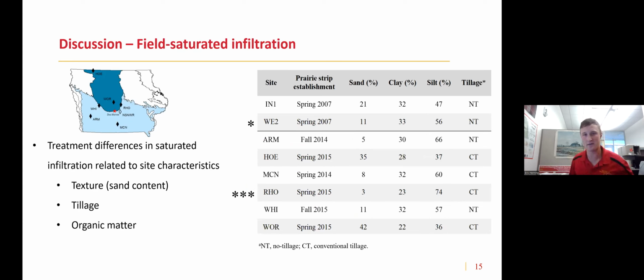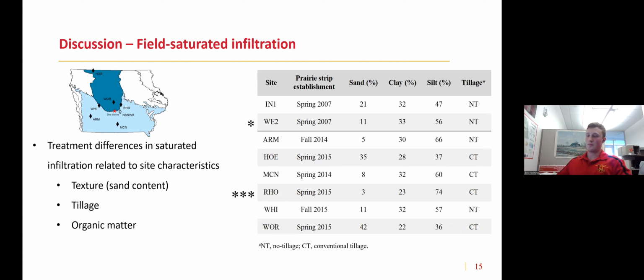Now, just to explain some of these results, up on the screen I have the field saturated infiltration. Actually, these are just site characteristics for each of the sites where we measured field saturated infiltration. So the big question we asked once we got our results was: okay, there are 5 sites that have no differences, but one that does. How come? What is special about this site?